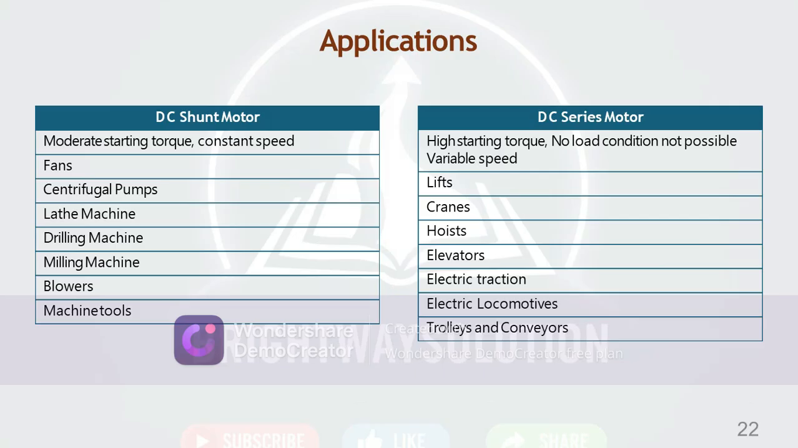Now the applications. DC shunt motor applications are fans, centrifugal pumps, lathe machines, drill machines, milling machines, blowers and machine tools. DC series motors are used for elevators, electric traction, locomotives and trolleys. There is a high starting torque. No load condition is not possible. Variable speeds, and constant speed starting, we consider as a DC series motor.